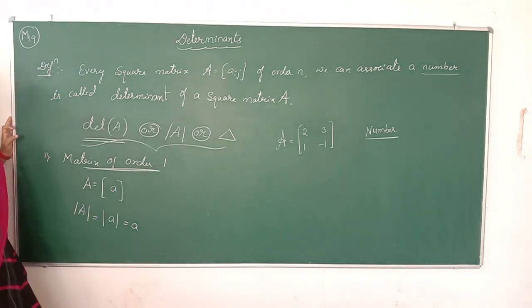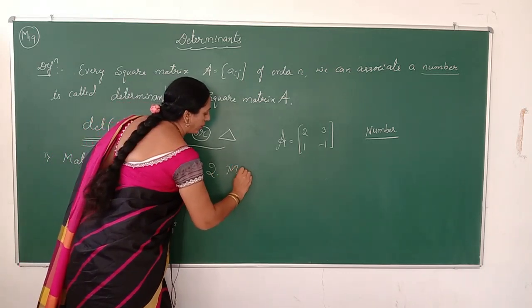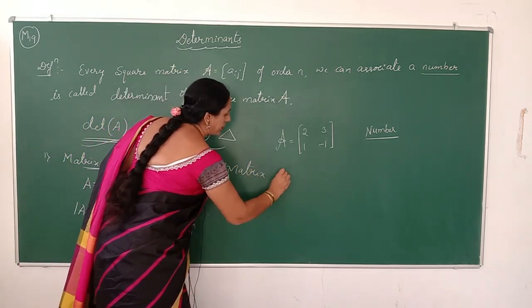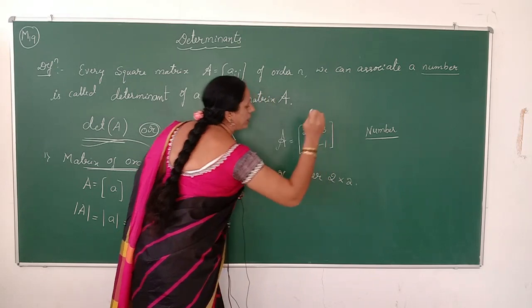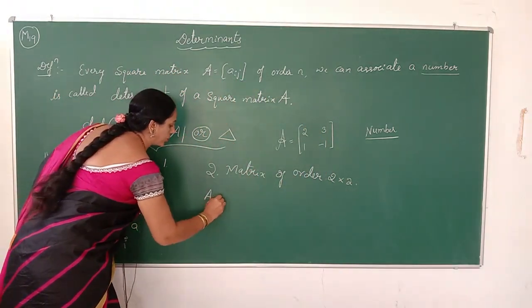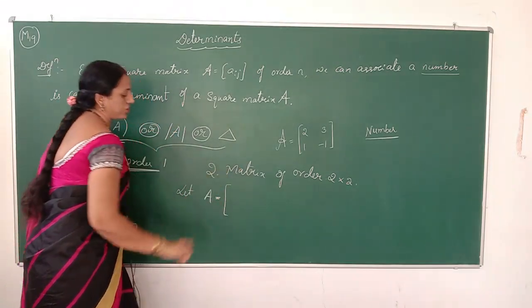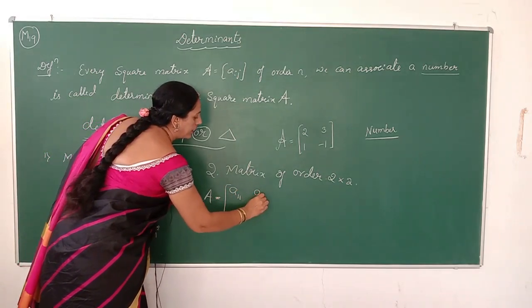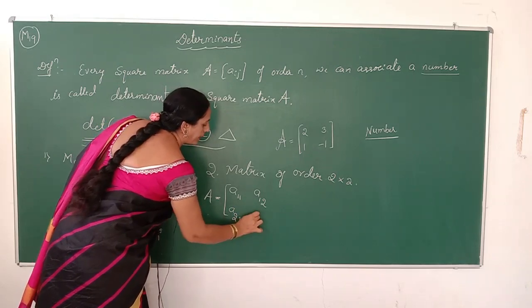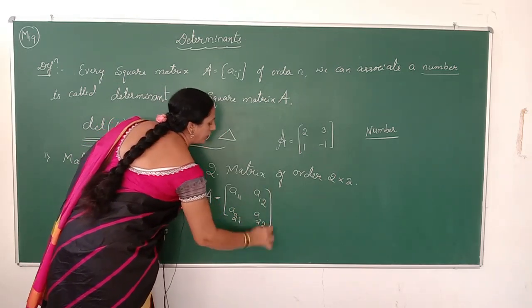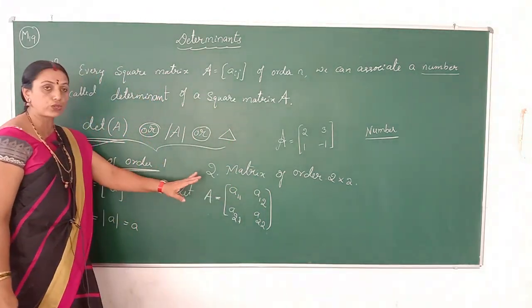It means whatever the element of the matrix A is, it is also the value of the determinant of such a matrix of order 1 cross 1. Similarly, the second one is the matrix of order 2 cross 2. So what are the elements of the matrix of order 2 cross 2? Now let A be one of the matrices of order 2 cross 2, whose elements can be written as a11, a12, a21, a22. Elements of A are a11, a12, a21, a22. It's a 2 cross 2 matrix.